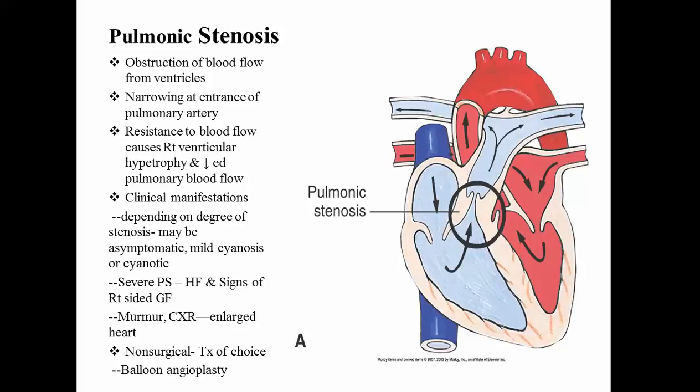So clinical manifestations would depend on the degree of the stenosis. Some patients may be asymptomatic if that stenosis is small. Some may have mild cyanosis or heart failure. Infants with severe pulmonic stenosis will be cyanotic because not enough blood is getting to the lungs and getting oxygenated. A chest X-ray will reveal an enlarged heart. These children are also at risk for infective endocarditis, which is infection of the valves in the inner lining of the heart. Non-surgical treatment would be the treatment of choice, so they would opt for balloon angioplasty.